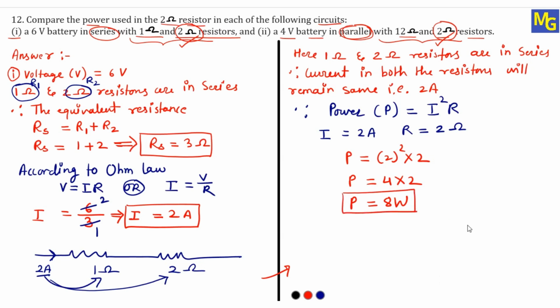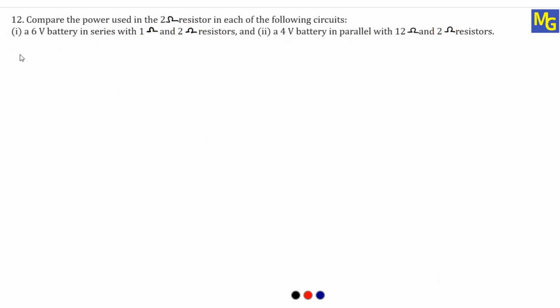Now we have to calculate the power in second circuit in 2 ohm resistor. Let me solve it on the next page. So the second one, I'll write it here. So as I told, what is the potential difference here? It is 4 volt. So I'll write voltage, symbol is capital V, and here it is 4 volt. And now if you see in this, we have two resistors, this and 2 ohm, both are connected in parallel. And whenever it will be in parallel, let me draw the diagram.